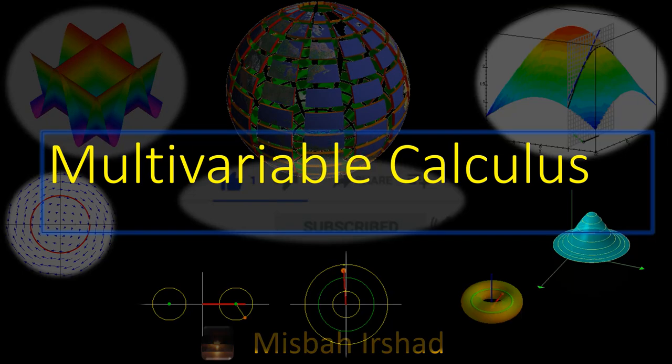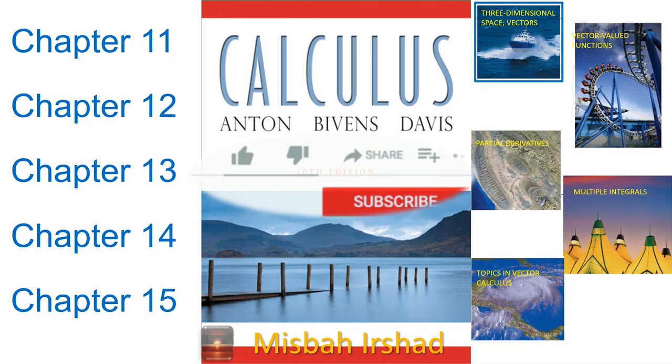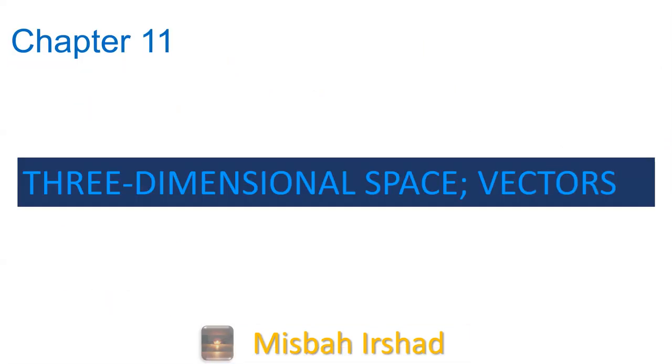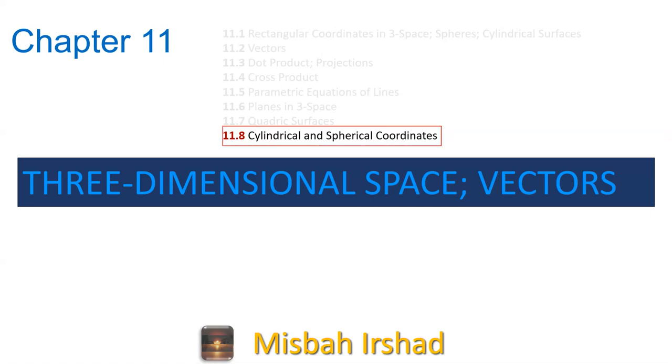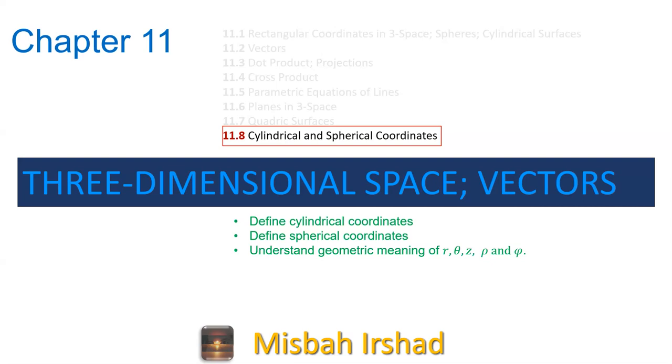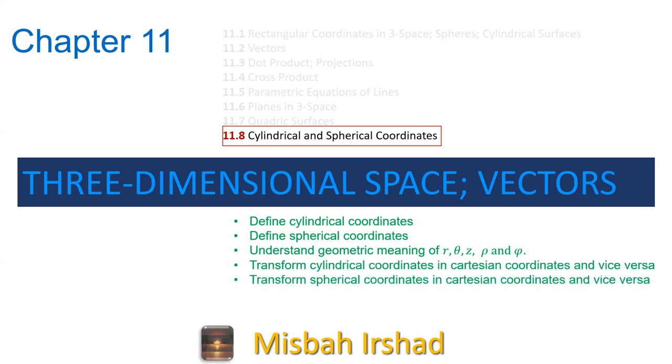Today we introduce two new coordinate systems that make many three-dimensional problems much easier. These systems are cylindrical coordinates and spherical coordinates. They are specifically useful when a problem has circular symmetry, spherical symmetry, or cone-shaped geometry. By the end of this lesson, you'll be able to convert between rectangular, cylindrical, and spherical coordinates, recognize surfaces described naturally in each coordinate system, understand the geometric meaning of r, theta, z, rho, and phi, and use these coordinates to describe points and surfaces in 3 dimensions.